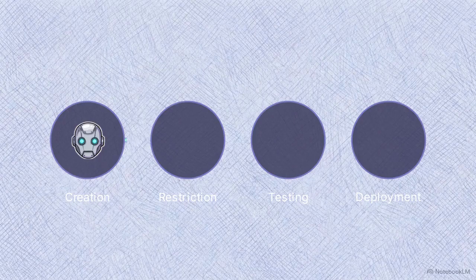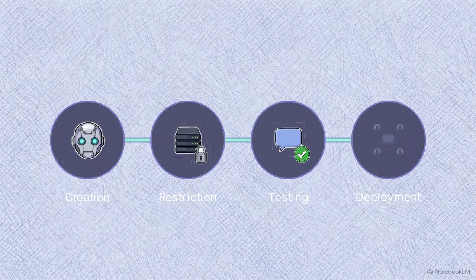First, we create the blank agent. Second, we restrict its data sources. Third, we test it locally. Finally, we deploy it to a live communication channel where your team actually works.